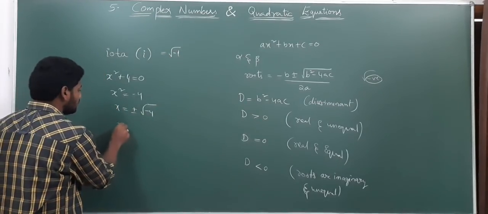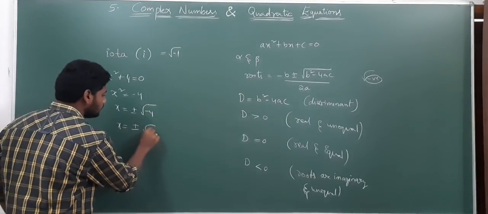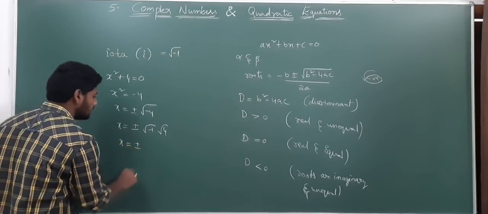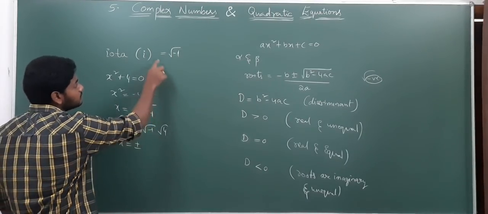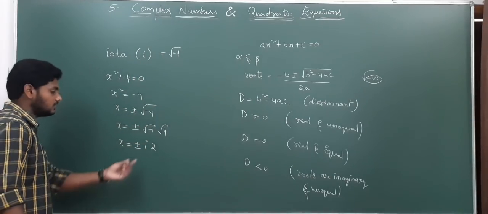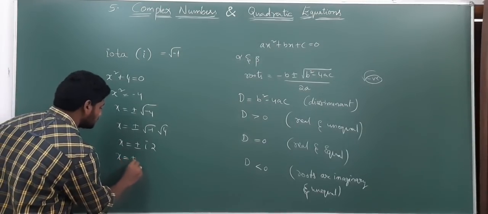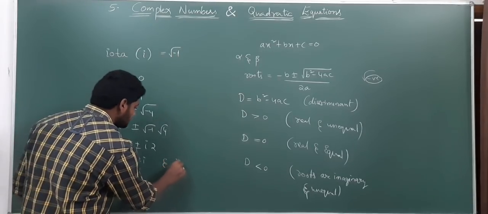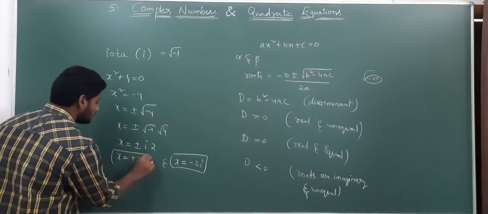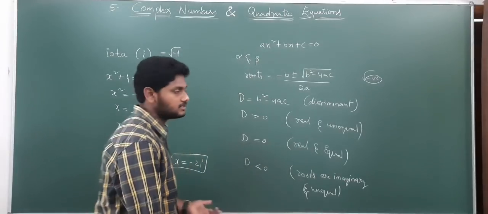If you observe, x equal to plus or minus square root of minus 4, we can write as square root of minus 1 into square root of 4. So x is equal to plus or minus i times square root of 4, and square root of 4 is 2, so x is plus or minus 2i. The x values we got are x equal to plus 2i and x equal to minus 2i. These are the two roots, which are imaginary numbers.